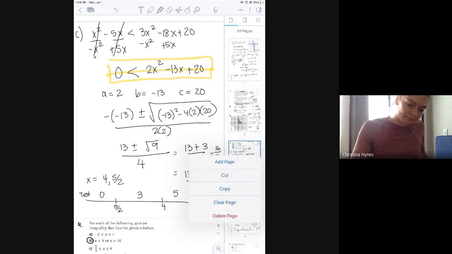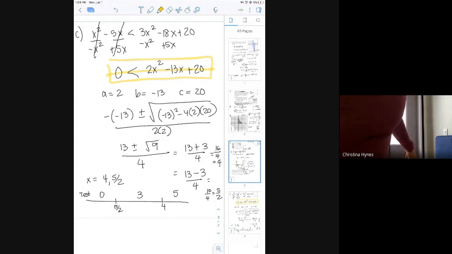This one, cat and hat. Okay, go to cat and hat then.